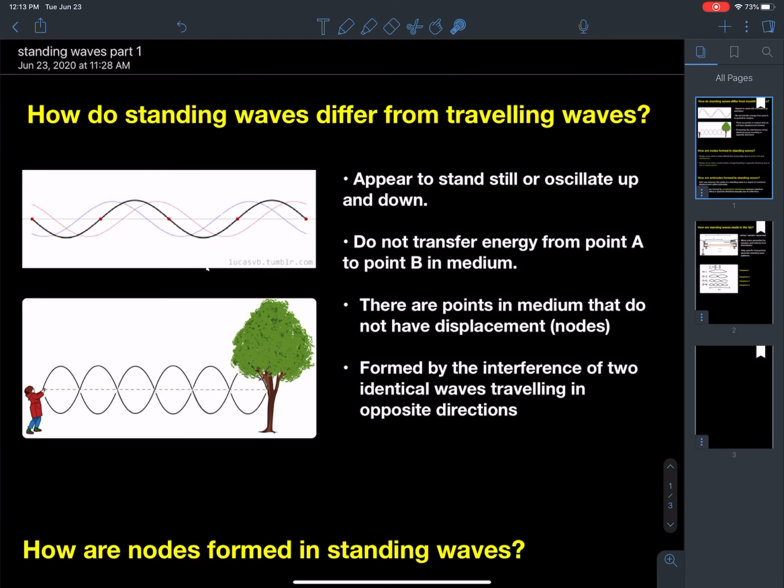So that's, in general, how a standing wave differs from a traveling wave. The most important things on an exam would be that it doesn't transfer energy from point A to point B. So that's an important thing for you to know, okay? And there are regions that don't have any displacement whatsoever.